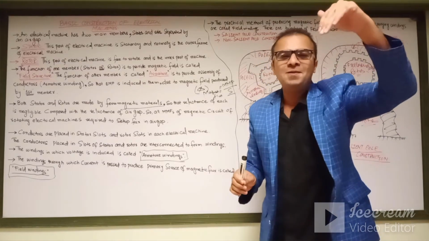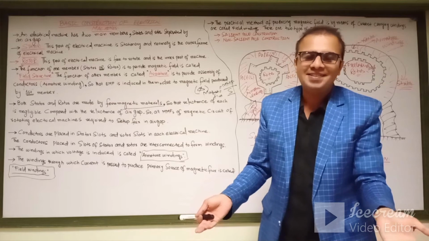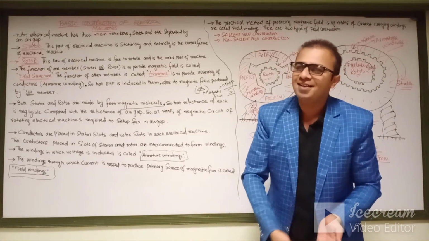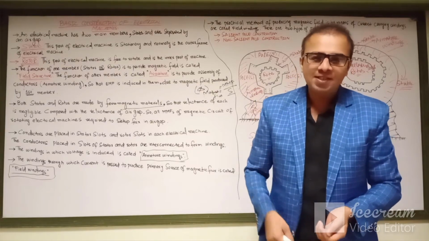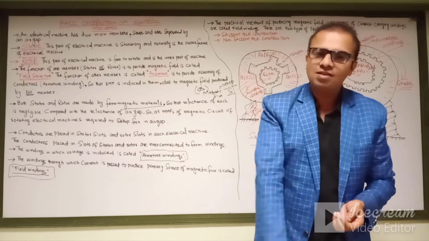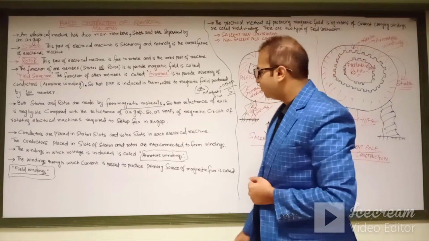Obviously, the permeance will be higher. If the permeance in the magnetic circuit is high, it permits the flow of magnetic lines of force within the conductors, so EMF is induced in them. So this is the main purpose of the magnetic flux according to Faraday's law of electromagnetic induction.